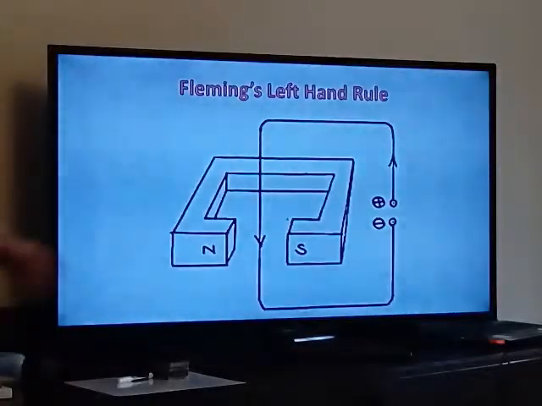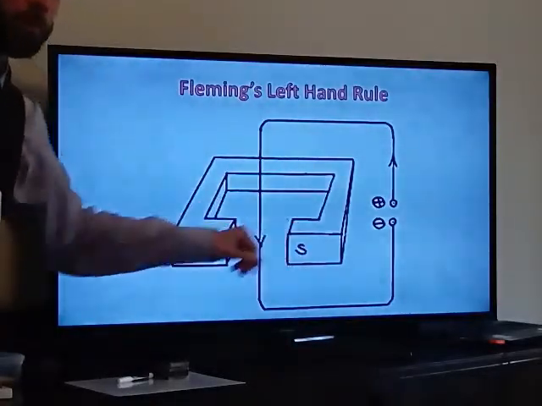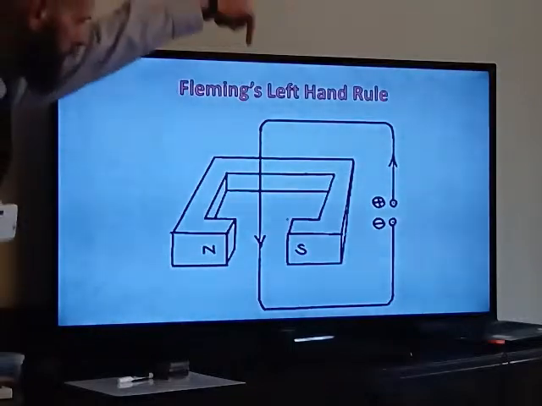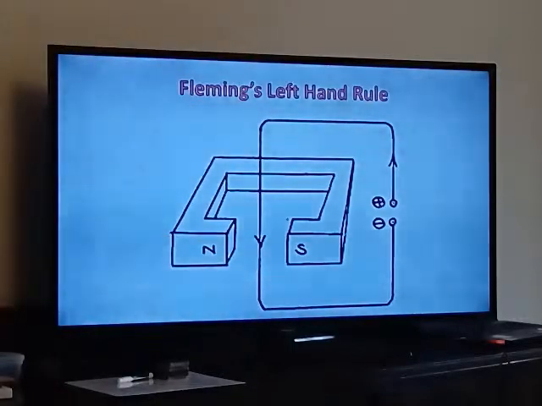So we have a magnet with poles north, south. We have a wire passing vertically down between the poles of that magnet. And I'd like us to apply Fleming's left-hand rule. I'm going to choose someone, hopefully there in the room. We're now up to 10. Welcome if you just joined us.